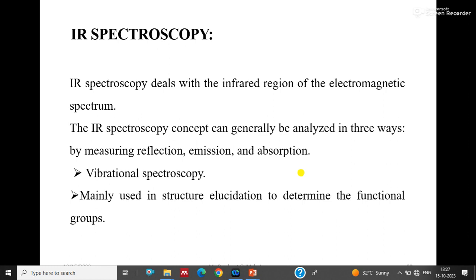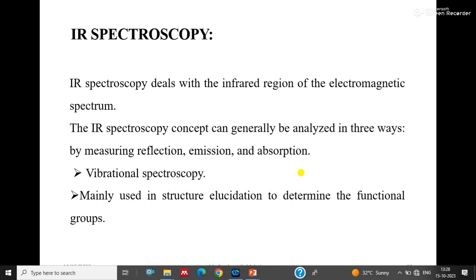So today we are going to see the topic IR spectroscopy. So what is IR spectroscopy? What are the changes going to occur in the molecule when IR radiation falls on the molecule? That we are going to see today. Which type of vibrations are going to occur? That is also part of today's lecture.